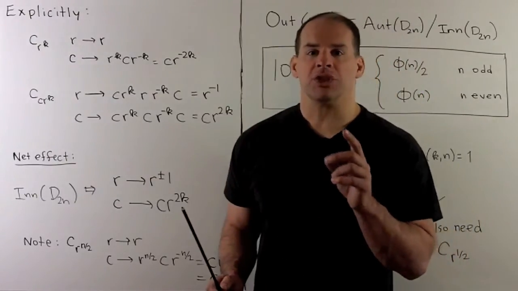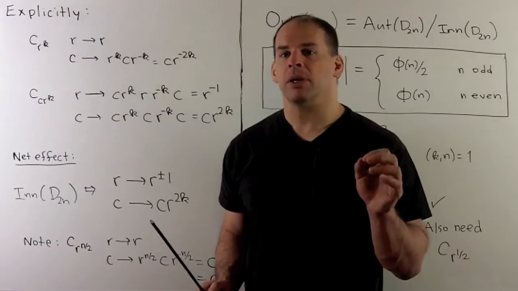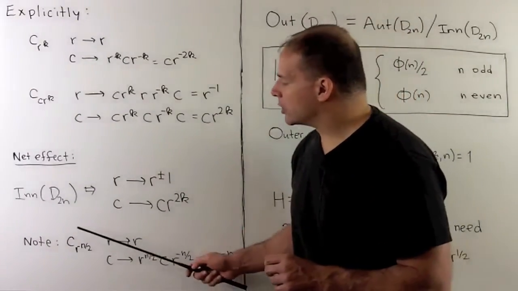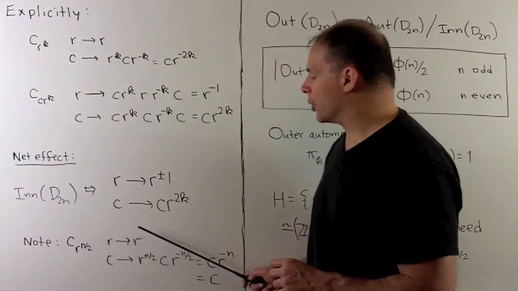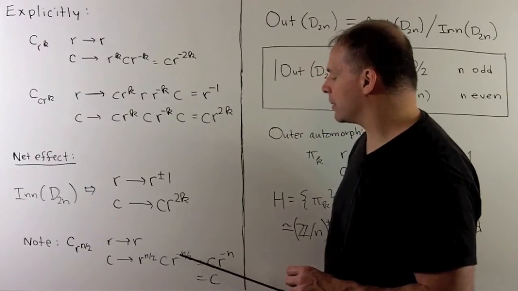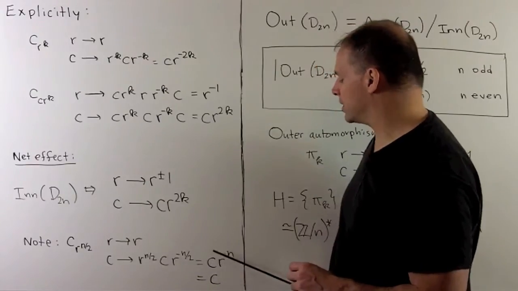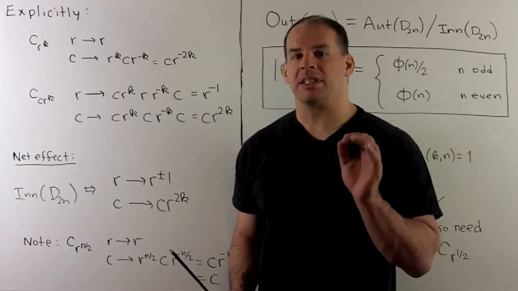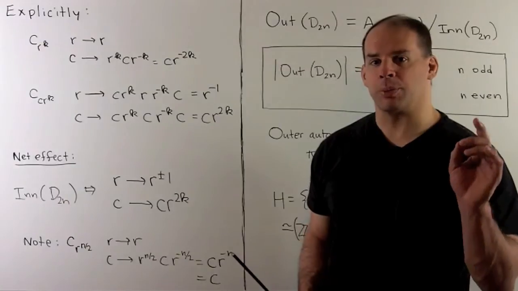Now, let's check something we already know. If we conjugate by the element in the center, we get the identity map. So this is when n is even. If I take c r to the n over 2, r goes to r, c goes to r to the n over 2 times c times r to the minus n over 2. We push the c to the front, and we get c r to the minus n. r to the n is the identity, so we get c back. That means we have the identity map as promised.